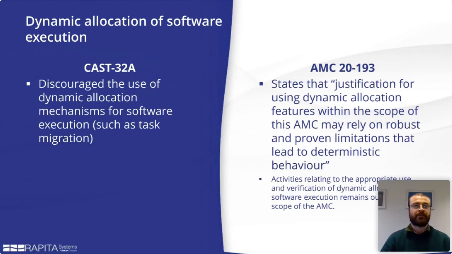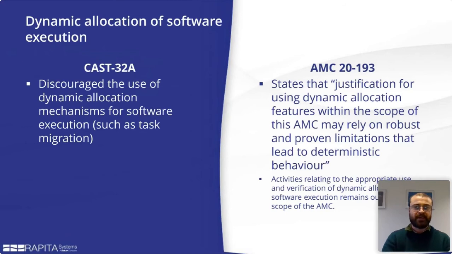So in CAST-32A, the use of dynamic allocation was discouraged. Being able to allocate a piece of software or a task to run on one core or a different core was generally discouraged. Now, AMC 2193 has tightened up a little bit more on exactly what is recommended and what is not recommended.